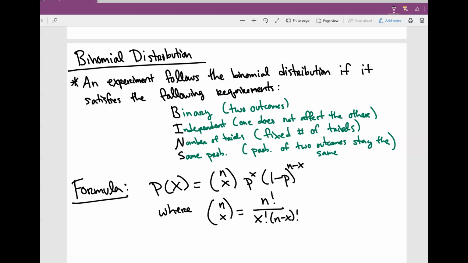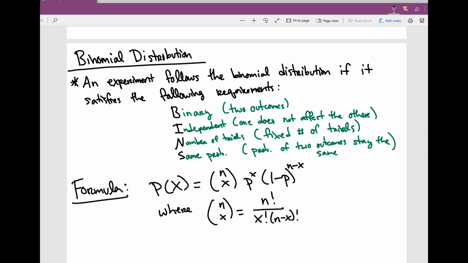In this video, we're going to talk about the binomial distribution. So here the binomial is basically the following thing. If you want to take a picture of it, or if you want to just pause the video to write this out, please do so. An experiment follows the binomial distribution if it satisfies the following requirements.